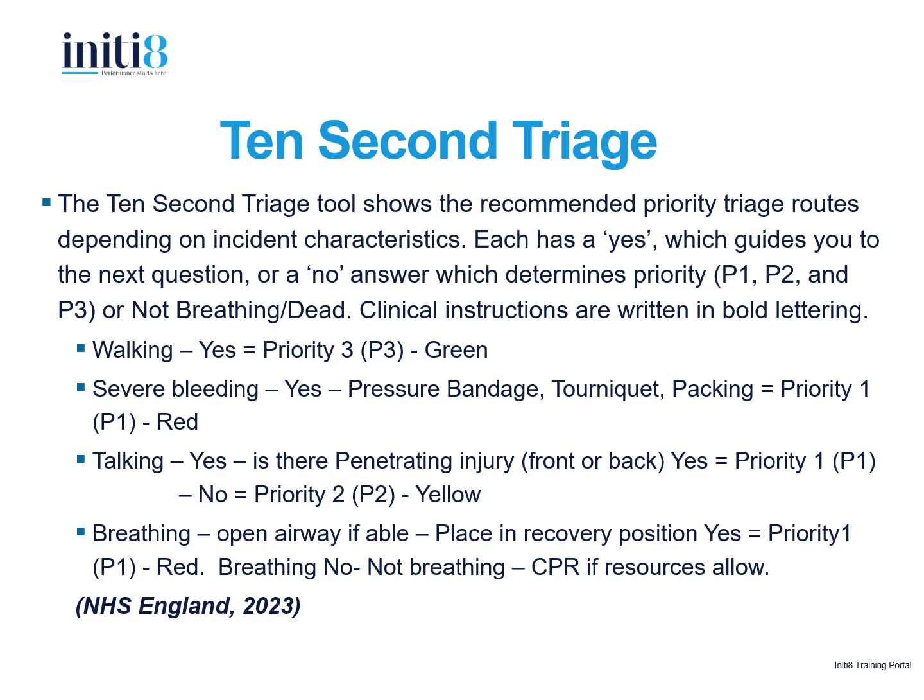Is the patient talking? Yes. Check if there's penetrating trauma on front and back on the torso. If there is, yes, to that answer, the patient is categorized as priority 1, P1. If no penetrating trauma, the patient is categorized P2, yellow. If the patient is not talking, open the airway if able, place in recovery position. Again, ask the question, is the patient breathing? Yes, the patient is now a priority 1, P1, red category. If the patient is still not breathing following this intervention, CPR can be performed if and only when resources allow.